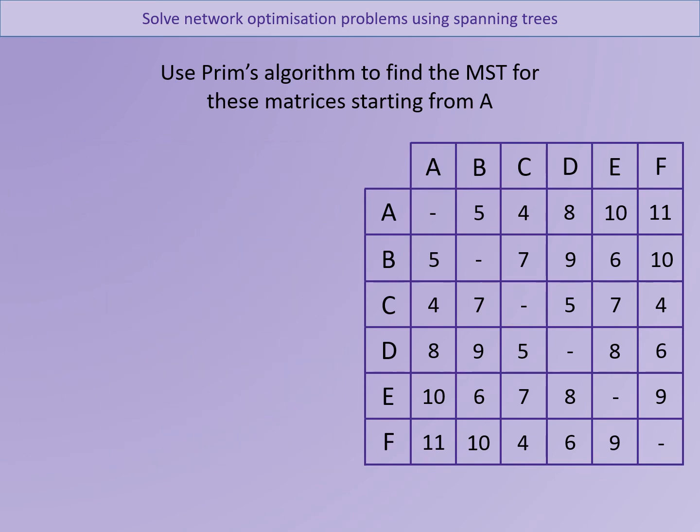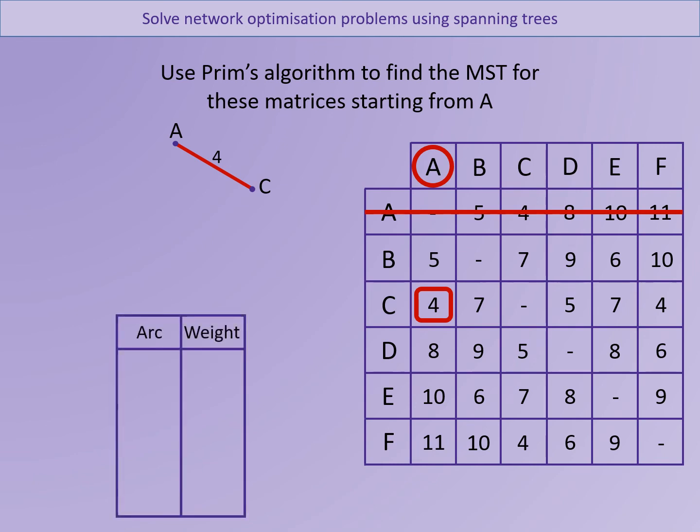So for the second network, we're going to start again with node A, circle it at the top and cross off the row. We're then going to look down column A for the smallest weight, which is 4. So that corresponds to arc AC. I'm going to draw that on the diagram and also add it to the table. I'm going to add node C by circling it at the top and crossing off the row.